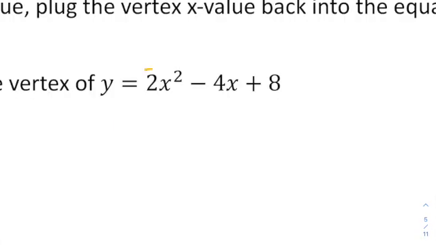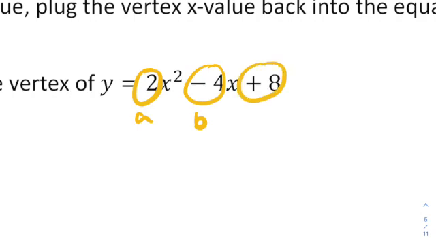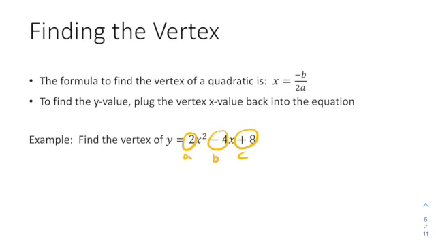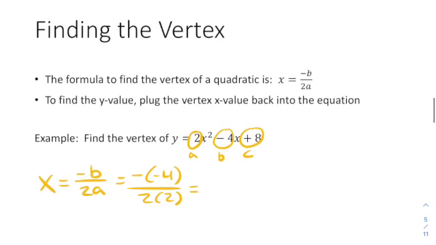I'm going to start by identifying my a, b, and c values. Now for this formula, I really only need a and b. So we're going to fill in this formula and replace b with that negative 4 and a with that positive 2. Well, a negative 4 is really a positive 4, and 2 times 2 is 4. 4 divided by 4 equals 1, so we end up being able to say that x equals 1. That is the x-coordinate of the vertex.